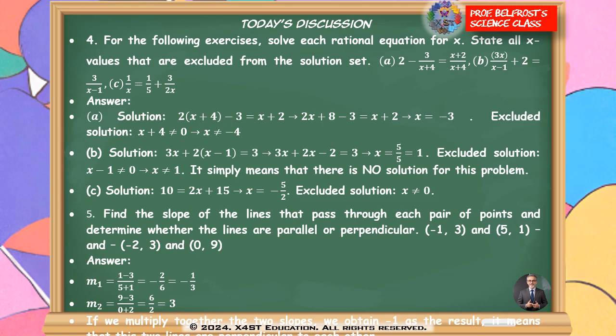Number five: find the slope, or as some textbooks say, the gradient, of the lines that pass through each pair of points, and determine whether the lines are parallel or perpendicular. We have two sets of 2 points. For the first set, we find the gradient is minus 1/3, and the second line's is 3. If we multiply these two slopes together, we obtain minus 1 as the result. It means that these two lines are perpendicular to each other.